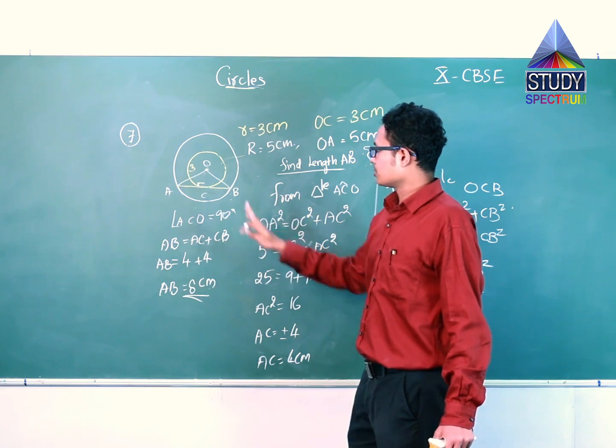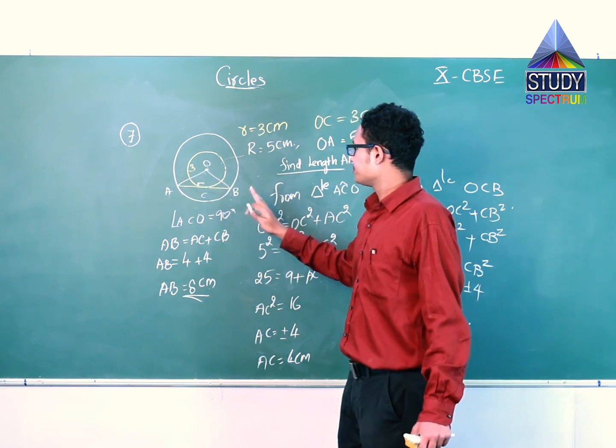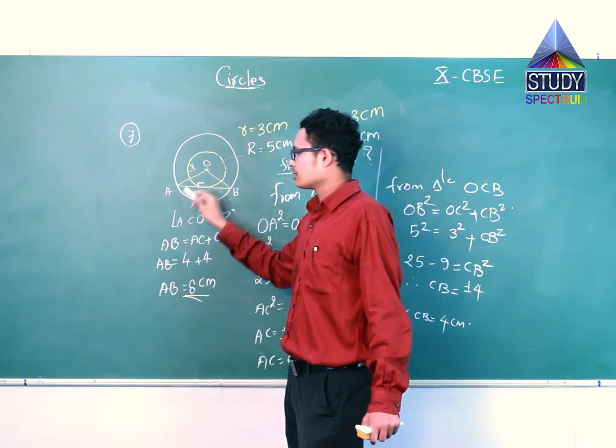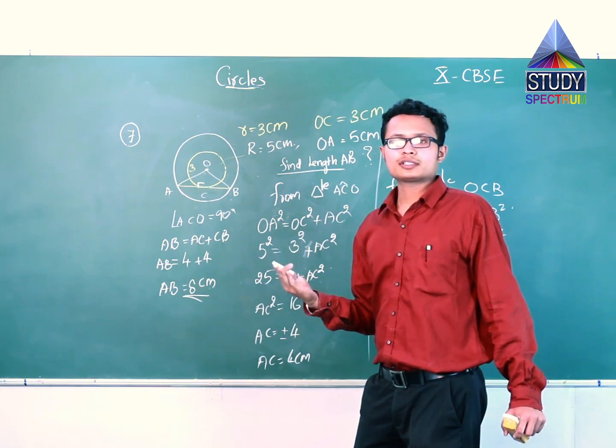There are 3 steps involved here. Draw the diagram correctly and neatly, and then from theorem 10.1 you say that this angle is a right angle. Apply the Pythagoras theorem in the third step and get the answer.